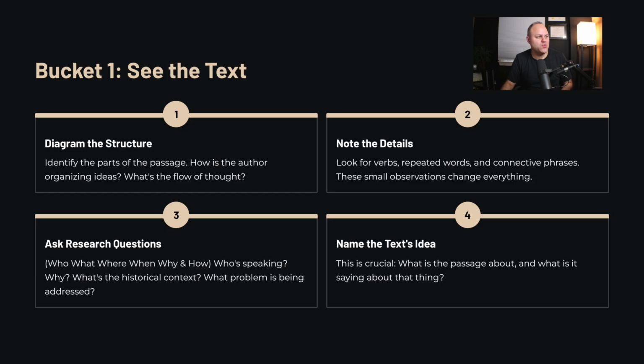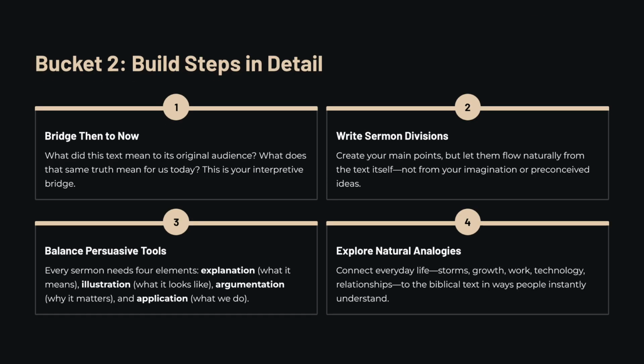So that's the first thing. You want to see the text. That's the first bucket. What's the second bucket? The second bucket is where we develop the sermon, where we put the structure. Now we have all the pieces.